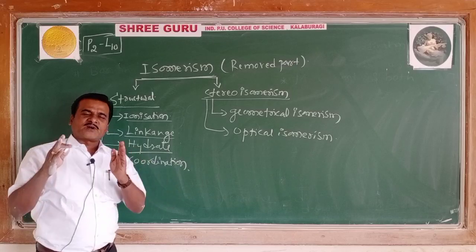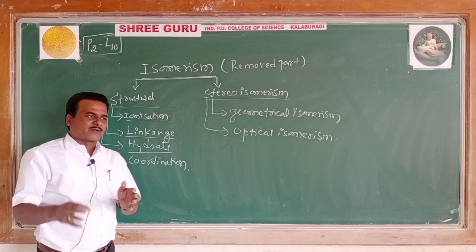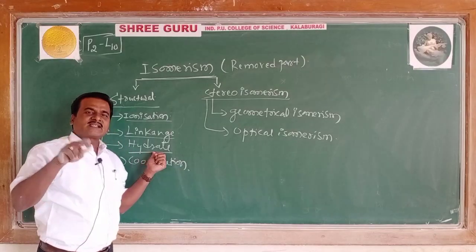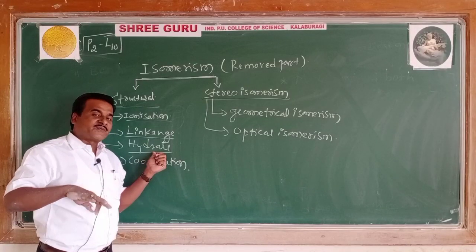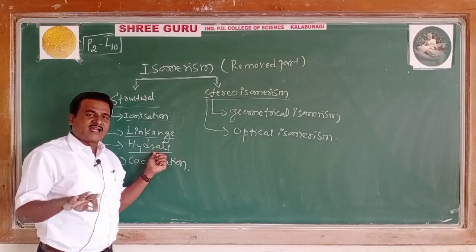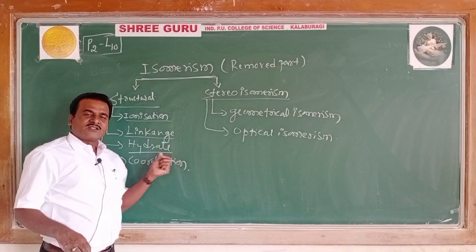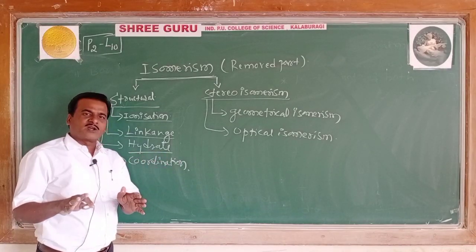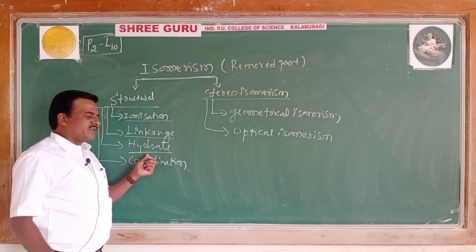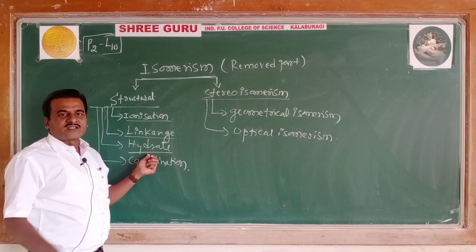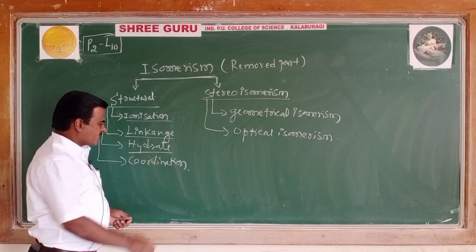Hydrate: molecular formula of the coordination compound remains same, but they contain water as a ligand, different number of water molecules as a ligand. That is the only difference you can notice. The number of water molecules remains same, but the number of water molecules acting as a ligand differs in those coordination compounds, which are called hydrate isomerism.